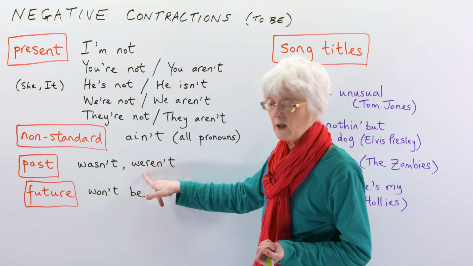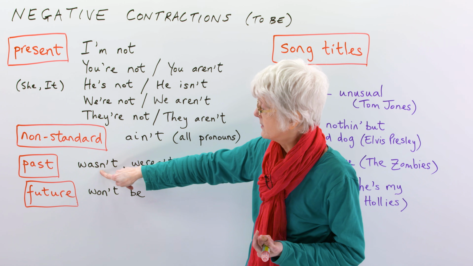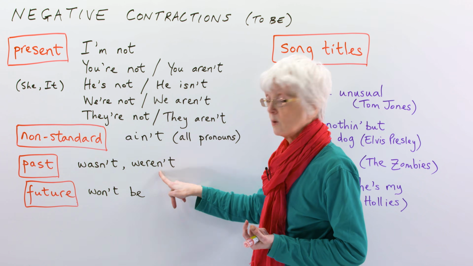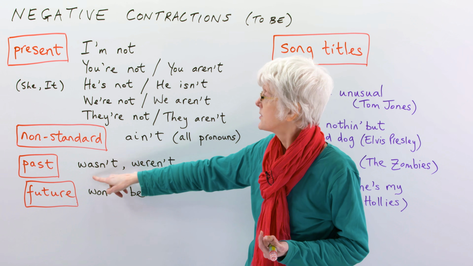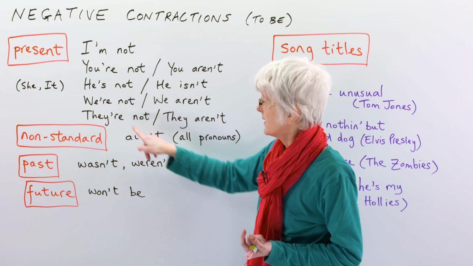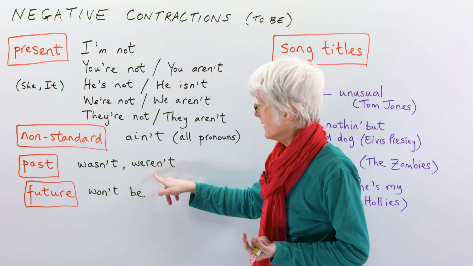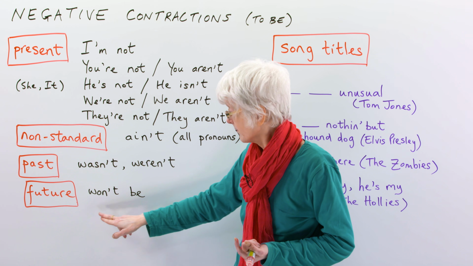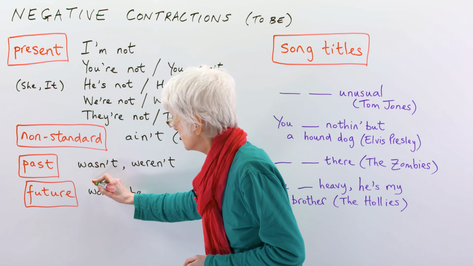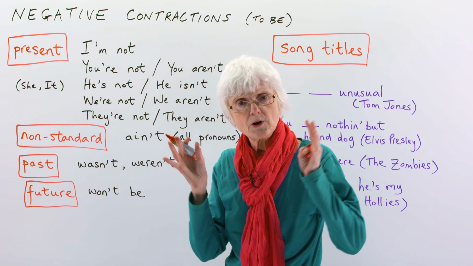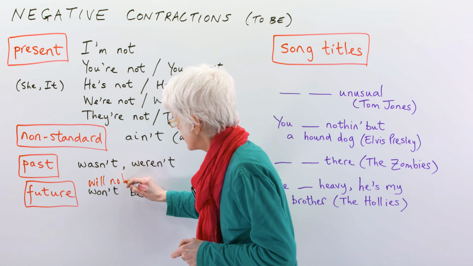So was and were depending on which person. So I wasn't, you weren't, he, she, it wasn't, we weren't, they weren't. Okay? And then for the future, won't be, which is a bit strange, but won't is a contracted form of will not.